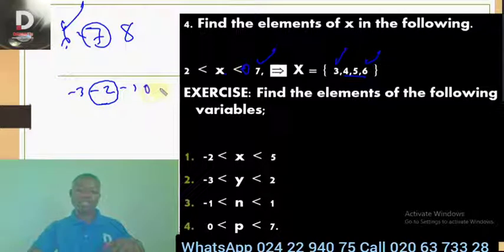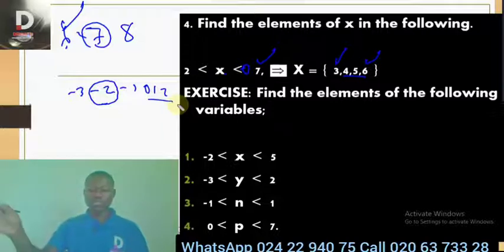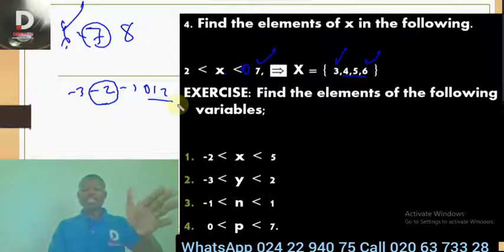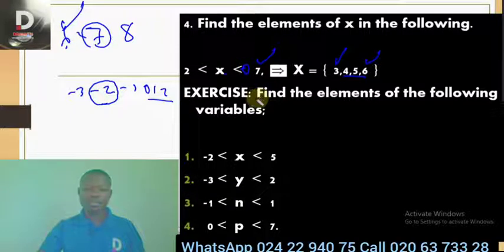So 0 is here, then 1. So the right hand side, from 0 you are heading towards positive. If you are facing the right hand side, 0, 1, 2, 3. But left, 0, -1, -2, -3. So it's better you write the number down and do your analysis. That becomes your answer.